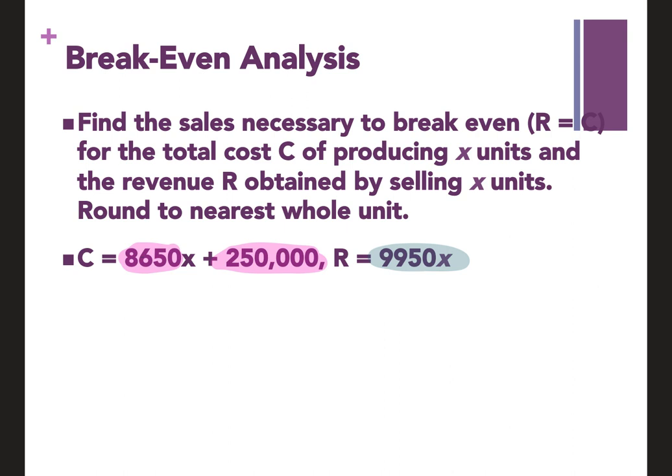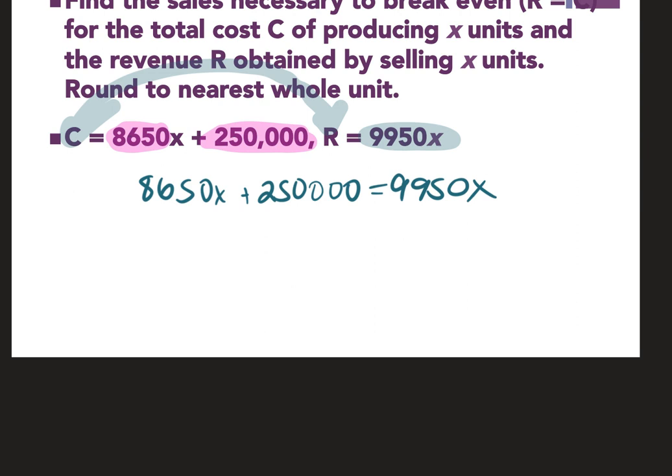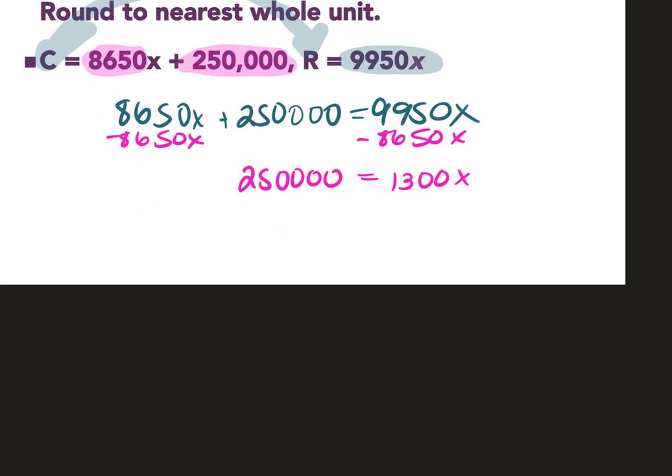So you don't even have to do substitution here. You are saying you want C to equal R, so we are blending these two together. And we're saying we want 8,650X plus 250,000 to equal 9,950X. And then solve. So subtract the 8,650X. And then divide.